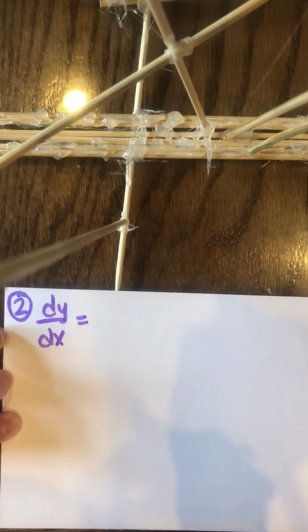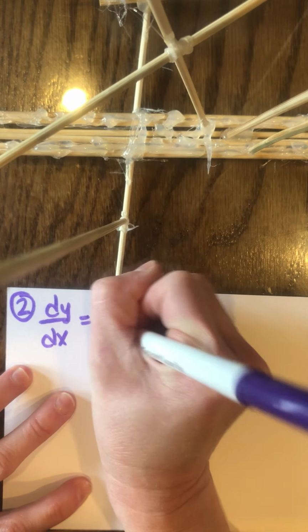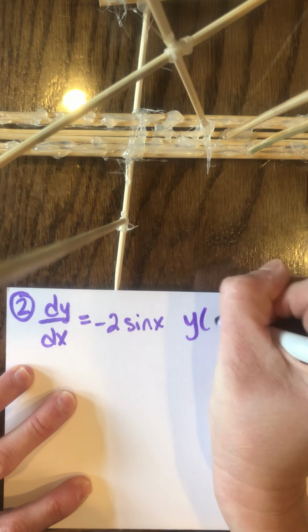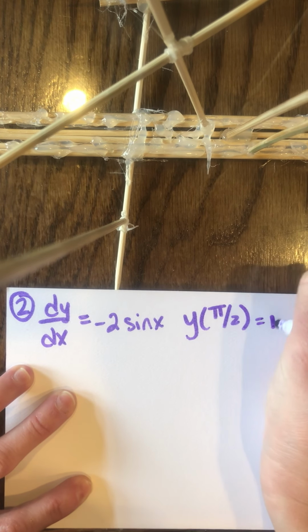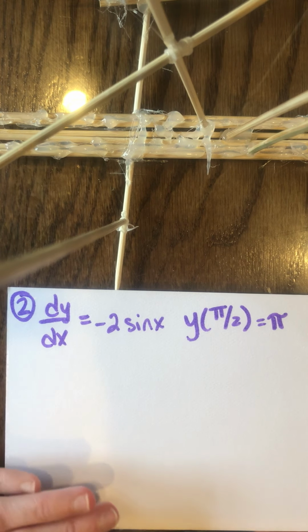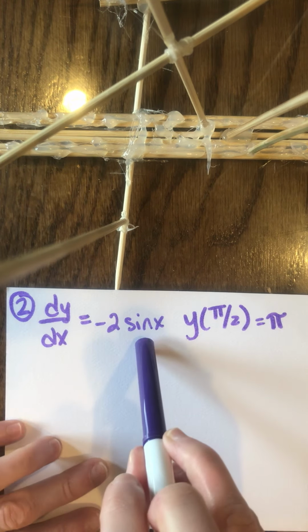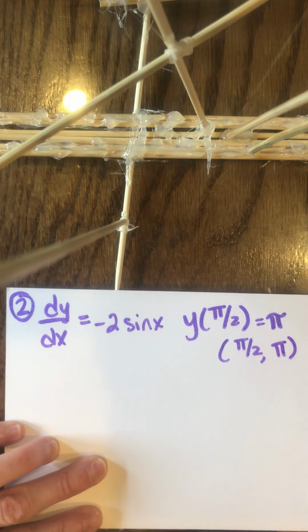Let's say we want to find the particular solution to the differential equation dy/dx equals -2 times sine of x, with the initial condition that y of pi over 2 equals pi. Now, that's a really fancy way of saying that we are looking for the antiderivative of -2 sine x that passes through the point (pi over 2, pi).